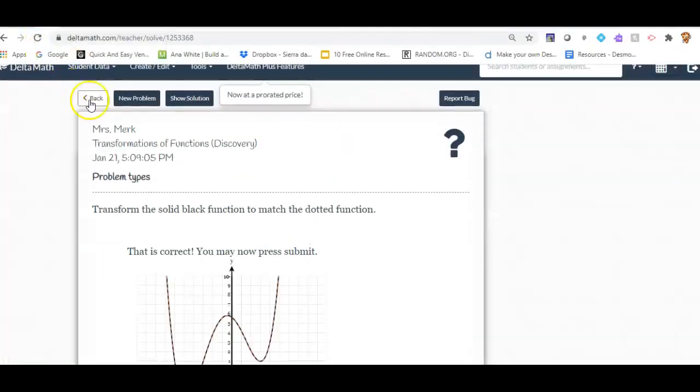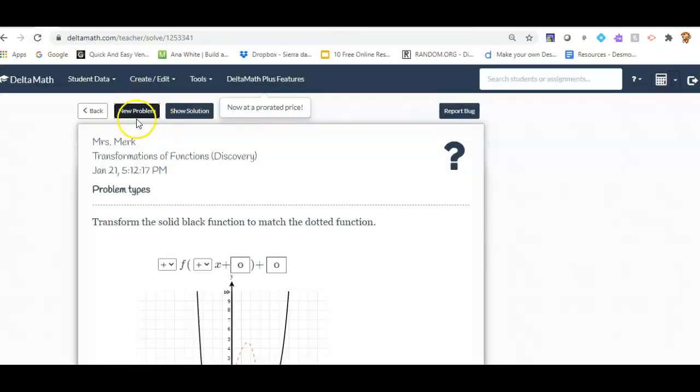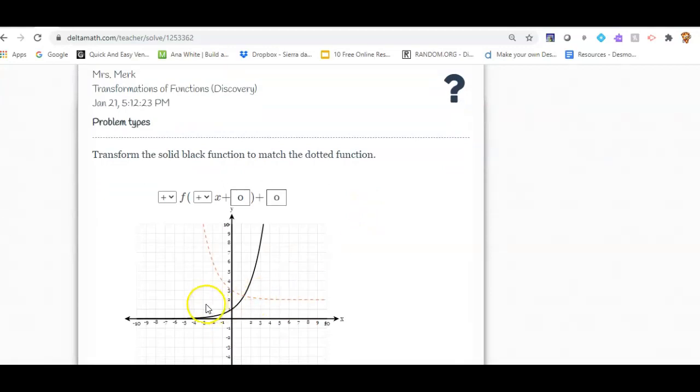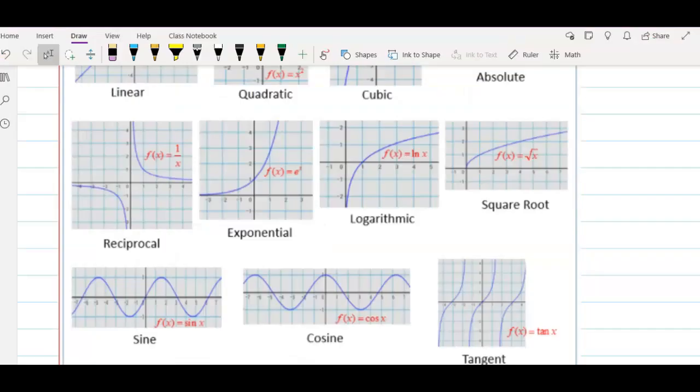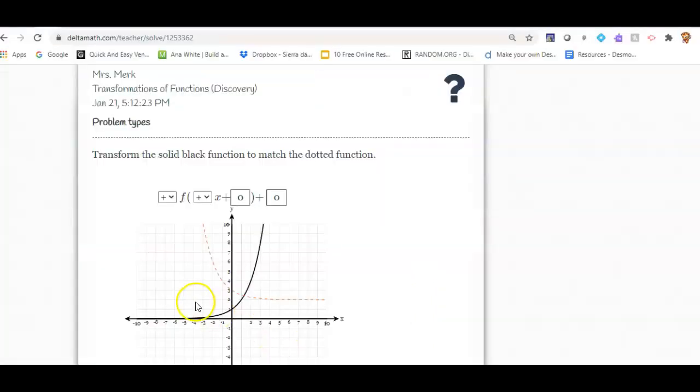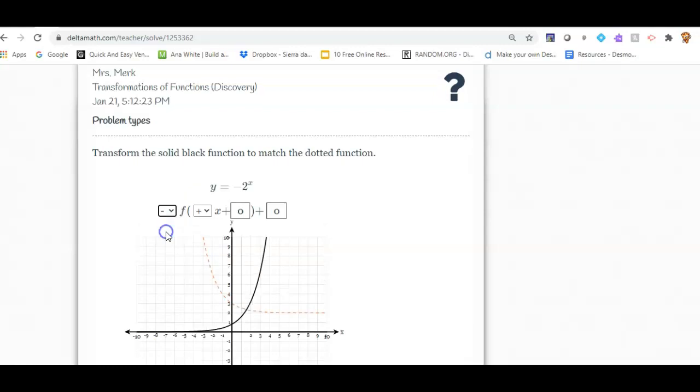See if we can find one in Delta that is from Unit 5 actually. All right, this one would be from Unit 5. Again, if you look at our parent function list, this is an exponential function. So we're trying to get this to line up on the orange part. So we do need to reflect it, but we want to reflect it not over the x-axis. If I put a negative here, that doesn't help me. I need to reflect it over the y-axis by putting a negative right here.